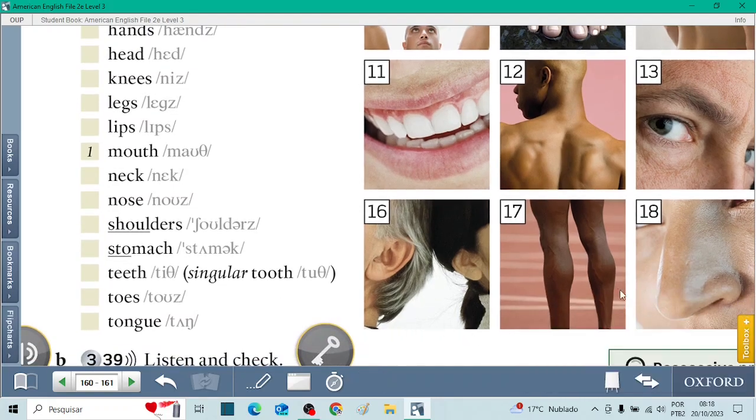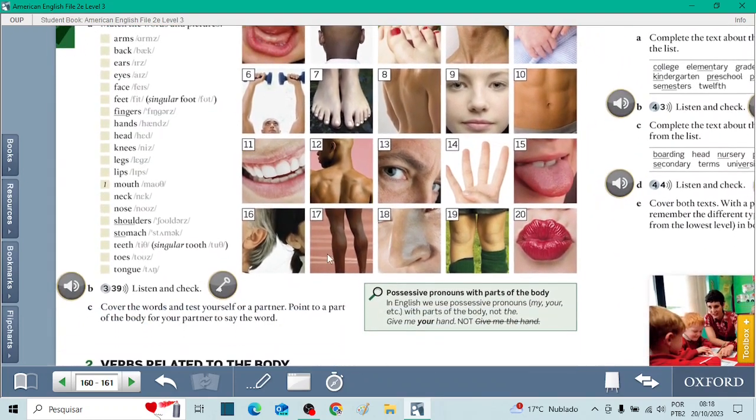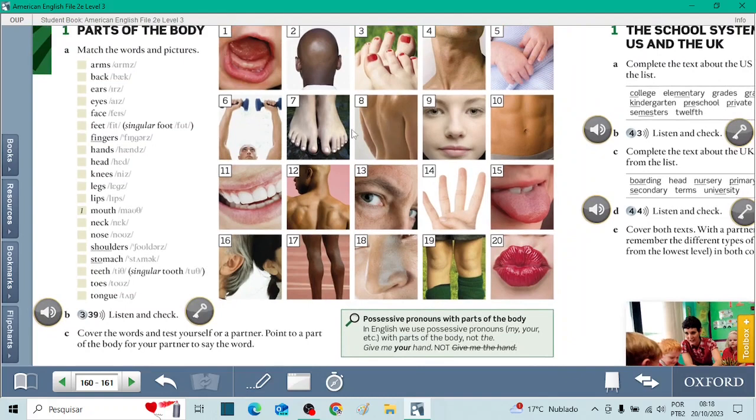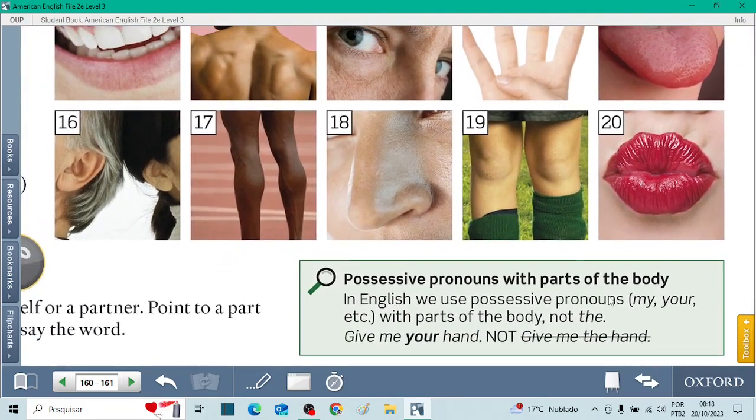Listen again and practice your pronunciation. Okay? Excellent. So now, try to cover the pictures and remember the words too, okay? An important info about parts of the body. In English, we use possessive pronouns my, your, his, her with parts of the body and not the. Okay? So, for example, give me your hand and not the hand. Okay? Give me your hand.